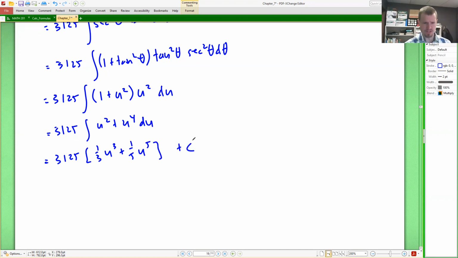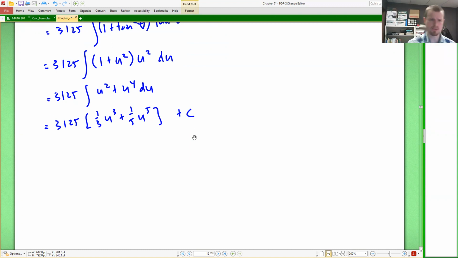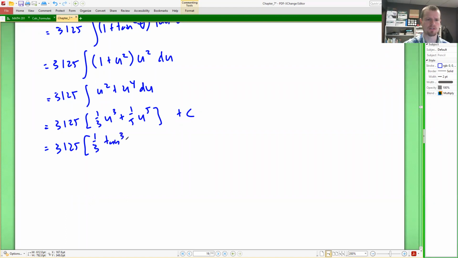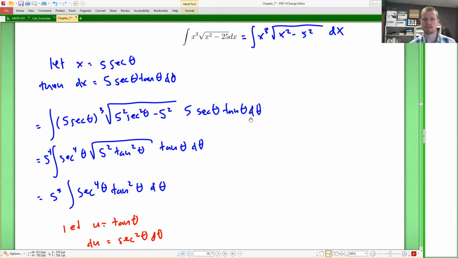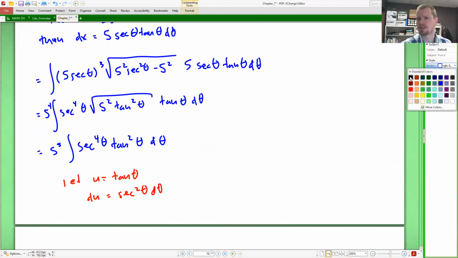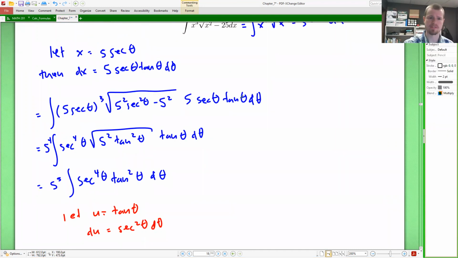and then don't forget our plus c at the end. So this looks good, and now we remember that we used u is tangent. So this is going to give us 3,125 times 1/3 tangent cubed theta plus 1/5 tangent to the 5th theta plus c. And we say to ourselves, all right, that's fantastic. Now that it's in terms of theta, I still got to get it back in terms of x. So we return back to the beginning and we say, all right, well, what did we do to get it in terms of trigonometric functions? We let x be 5 secant theta.